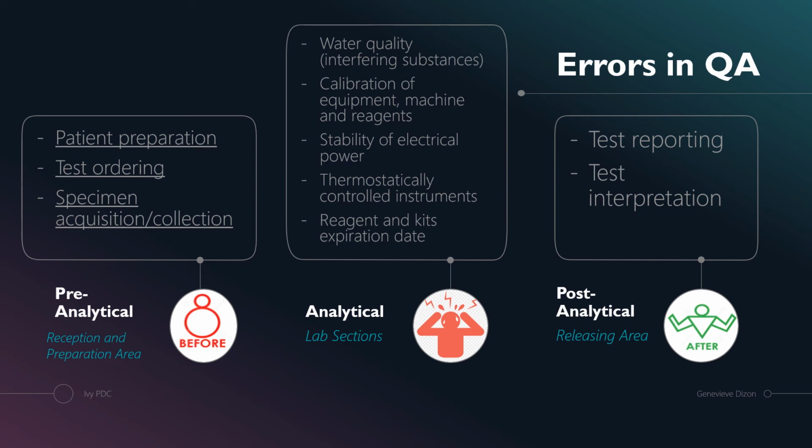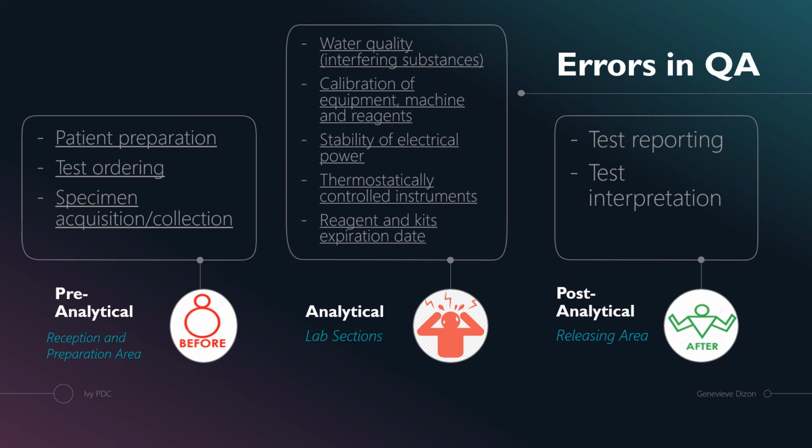Next, let's go to the analytical phase. Now, there's also a lot that may happen here, but again, these are easily controlled compared to the pre-analytical. Example would be water quality. So there should be no interfering substances that you use during testing. So hindi pwedeng tap water lang for certain tests. Okay? Hindi pwedeng water that wasn't filtered, and so on and so forth.